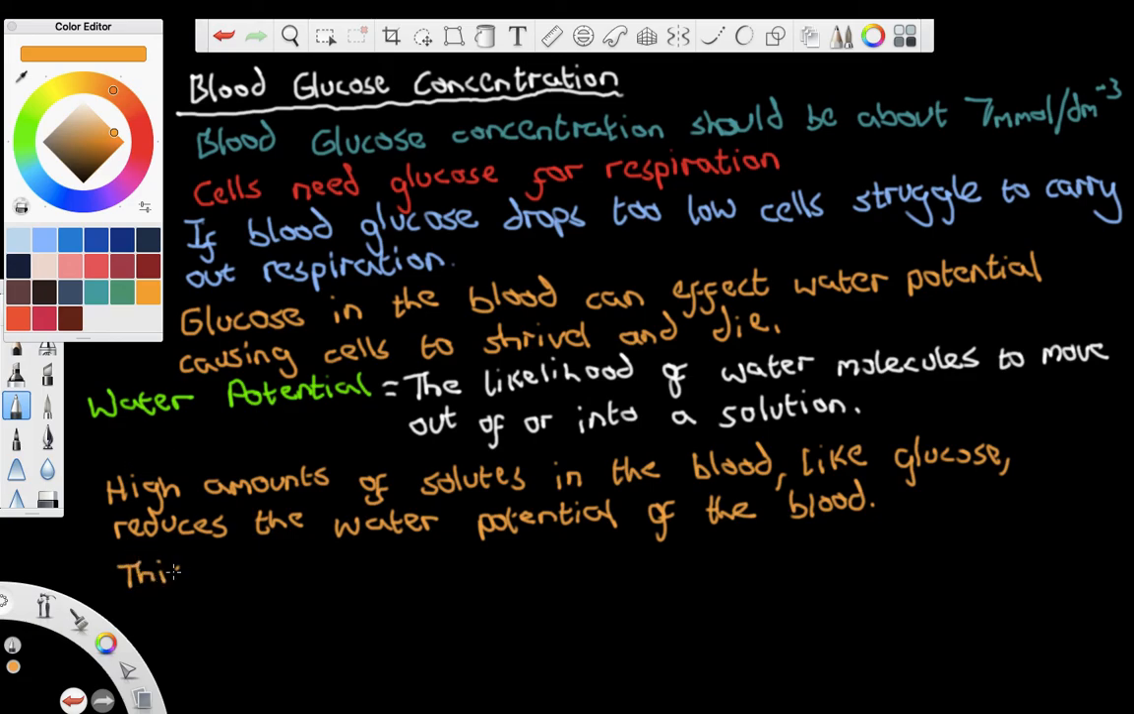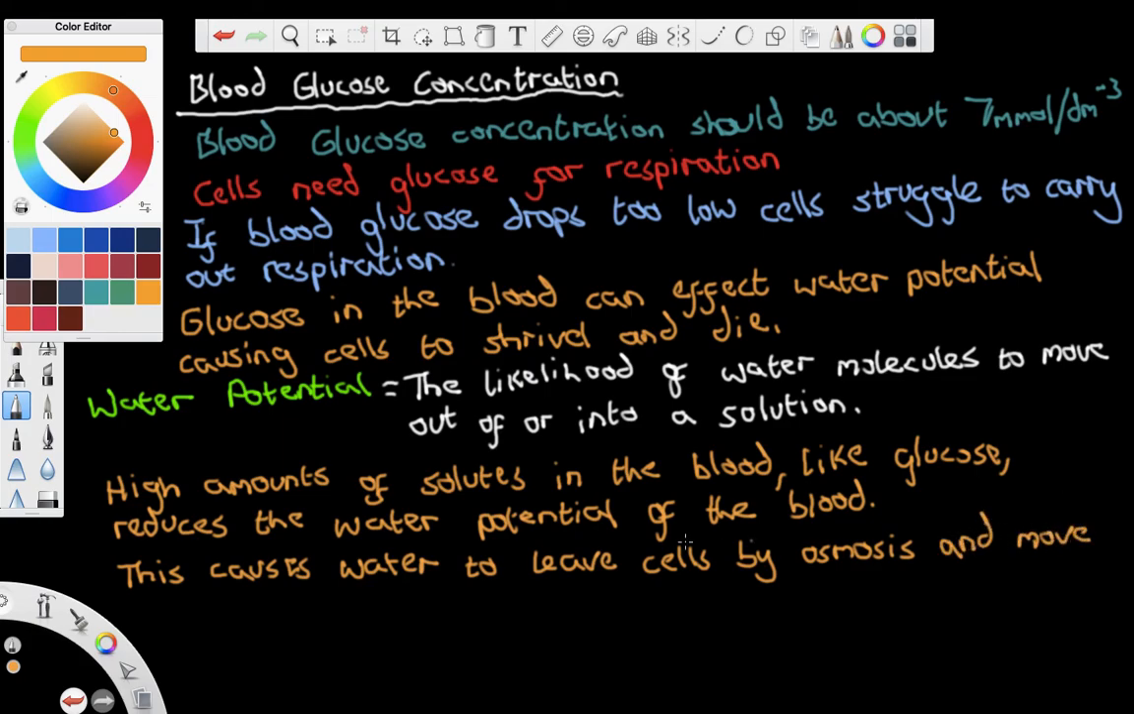So we can say that this causes water to leave cells by osmosis and move into the blood, resulting in cells shriveling and dying.